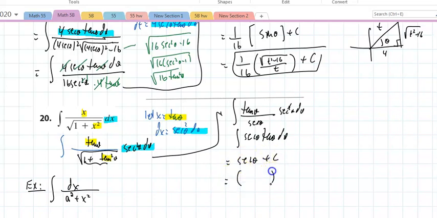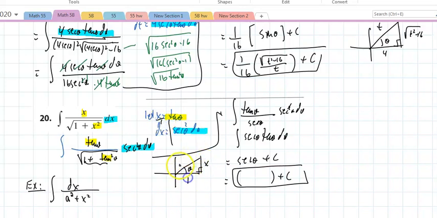And if I draw my triangle, tangent equals the opposite over adjacent. This is the square root of 1 plus x squared. So secant is the hypotenuse over the adjacent.